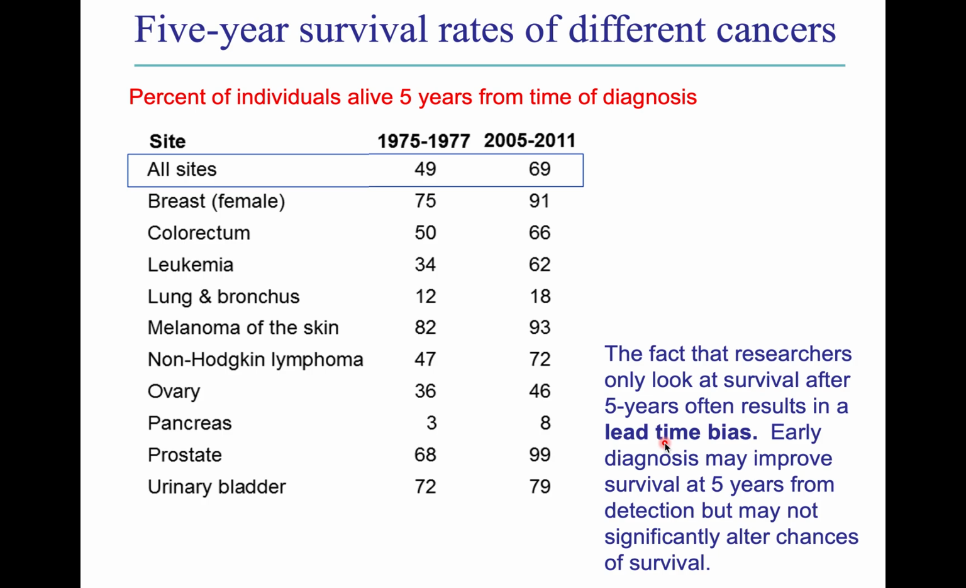So I think it's important to think about, okay, 5-year survival is definitely a useful metric, but you really also need to pair that with overall mortality rates. What percentage of people at any time point are dying from these particular cancers?